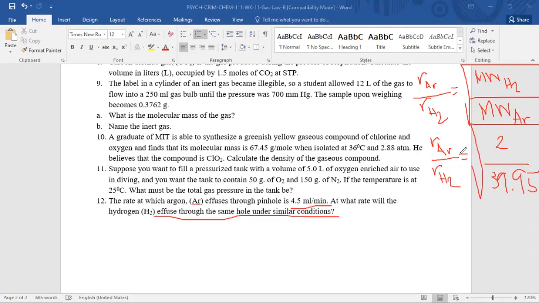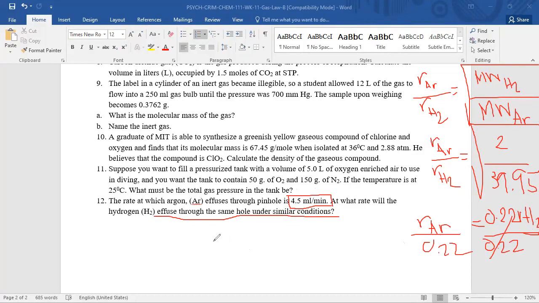Then, square root natin yan. Square root ng 0.05 is 0.22. So, R of argon is 0.22 of R of hydrogen. Anong given natin? Meron tayong given na rate for argon. Okay? So, ang hinahanap, rate ng hydrogen. So, divide natin both sides by 0.22. Okay? Cancel out 0.22 sa right side.